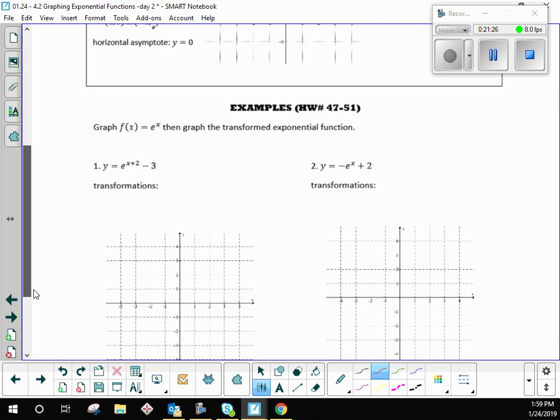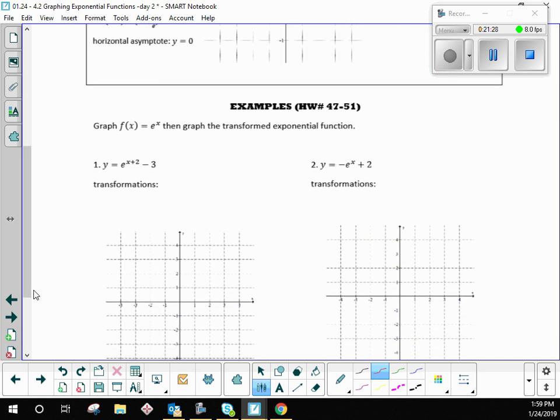So here we've got y equals e to the x plus 2, minus 3. If you did not do yesterday's homework or look at the notes yet, one of the things the problem asked was to identify the basic function. What is the basic function here? y equals e to the x.